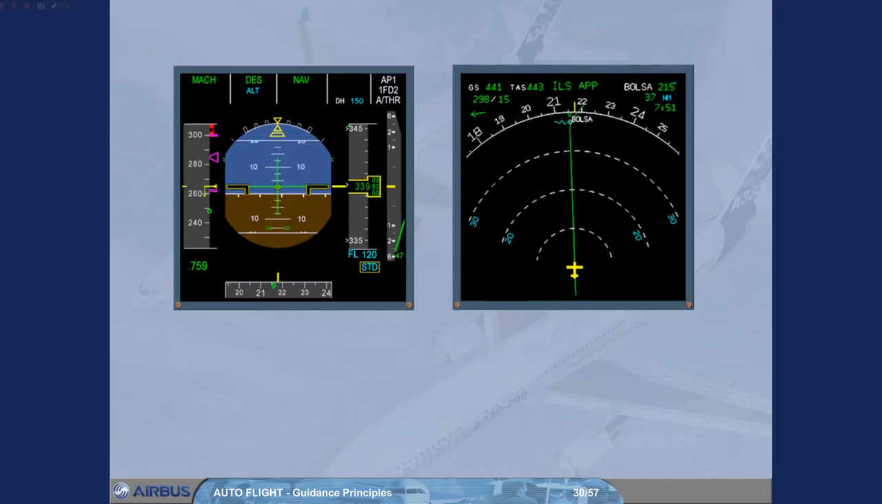If the aircraft is below the flight path, the descent mode will maintain the current speed, or the lower limit of the speed range, until the descent path is recovered. Thrust might be added to recover the descent path.